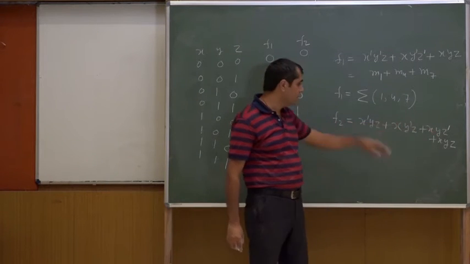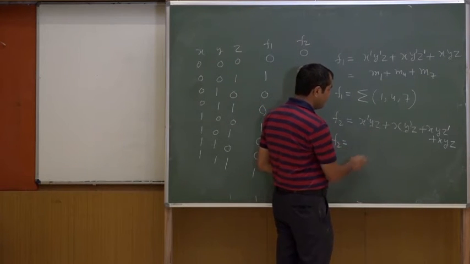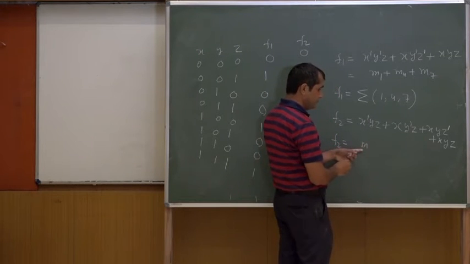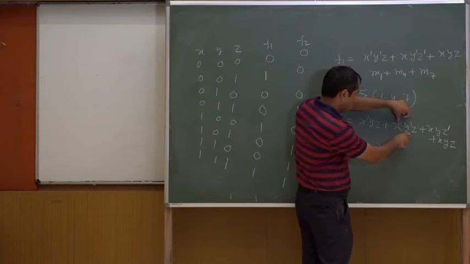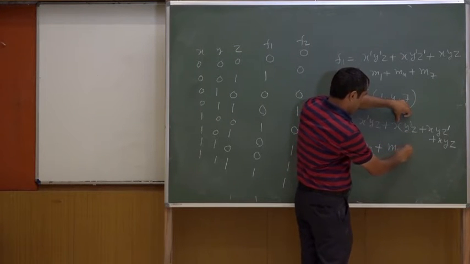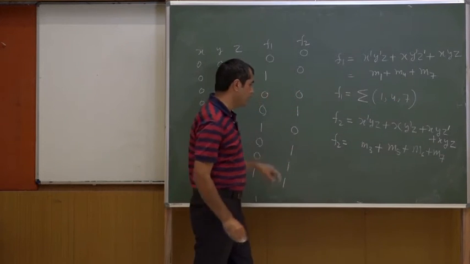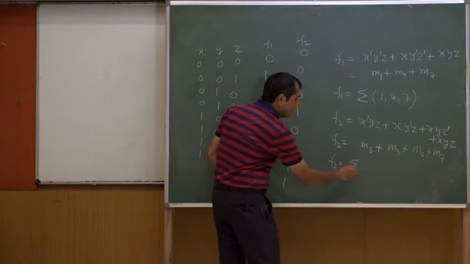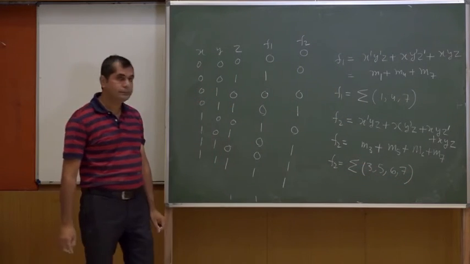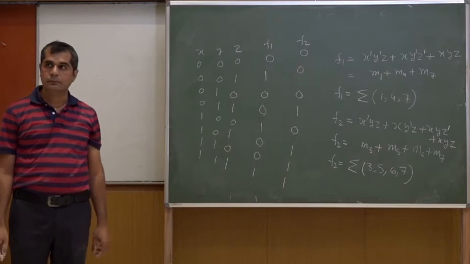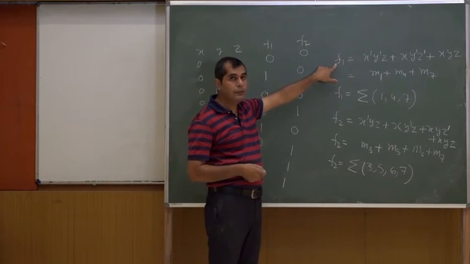And then the same function f2 I can write here: x dash y z is what? X dash y z is m3, is it or not? M3 plus m5 plus m6 plus m7. Or alternatively I can also write this f2 in this form: f2 is the summation of 3, 5, 6 and 7. Is it clear?